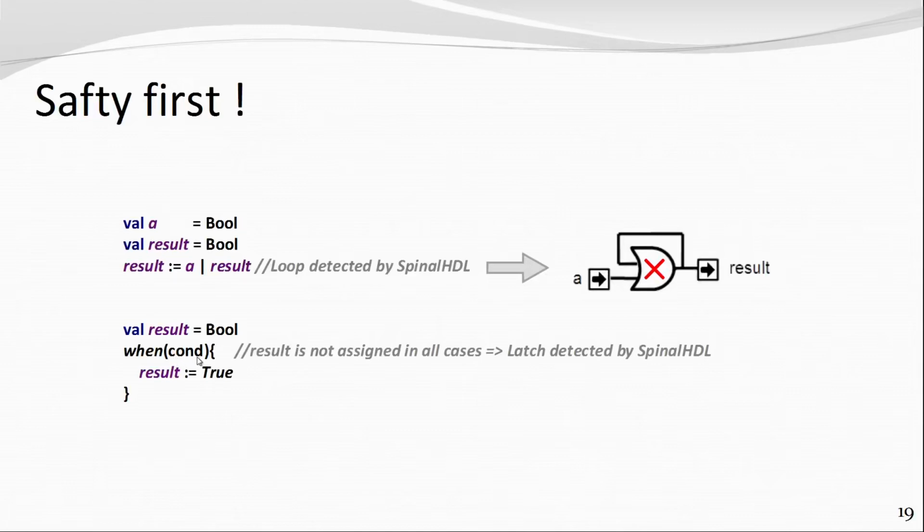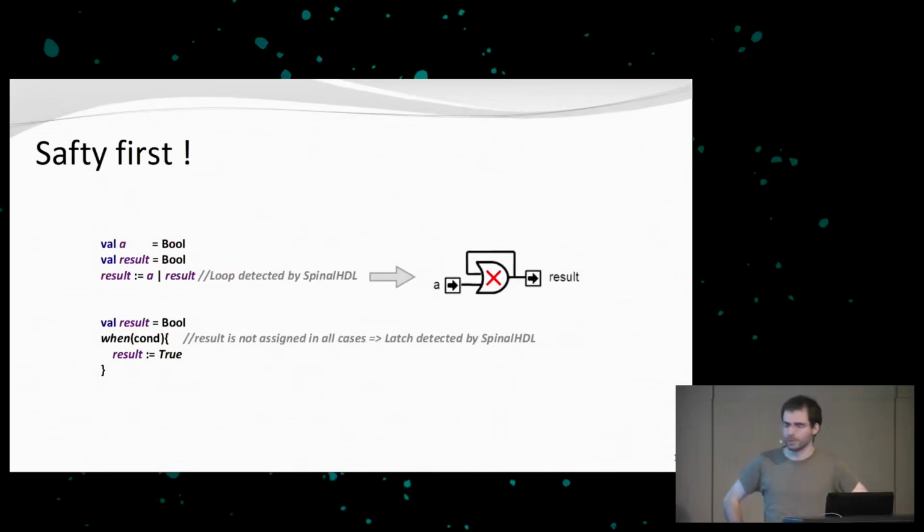So yeah, now I will change the topic. Safety first. When you do RTL, it's very easy to do bad things like inferring combinatorial loops across multiple modules, or inferring, for example, some latches by forgetting to assign combinatorial signals in all cases. And SpinalHDL will check all those bad things for you. So, for example, this loop will be detected by the SpinalHDL compiler, or here the result is not assigned by default if count is false, which will infer a latch.